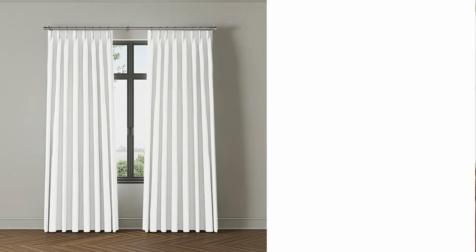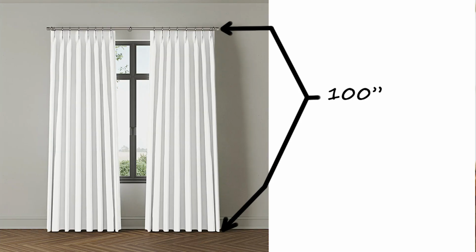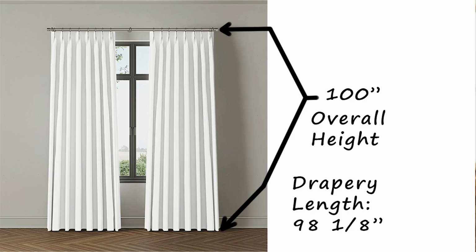Okay, so we have a standard size double window here with a nice set of pinch pleat drapes on rings and a rod. What size drapes did we need to cover this opening? Well, let's start by figuring out our overall height. We get out our trusty tape measure and we decide that, for the sake of easy math, we want the drapes to be 100 inches tall. That's a measurement from the floor to the top of where we want the drapes. Good to go, right? Well, not exactly, as that's our overall height. The actual drapery length is 98 1/8 inch in this example.